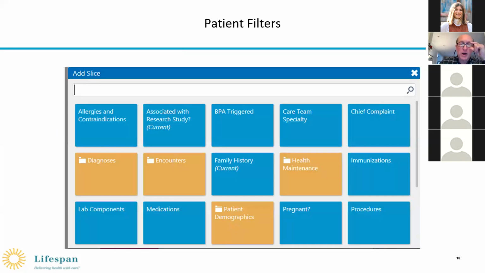So in the patient model, these are the filters. And again, this is a screenshot. It's not all of the filters, but you can see the kinds of grouped items that Epic has put together. And the gold folders have multiple filters beneath them. So those are grouped folders. The blue are their own filters. So whether it's allergies, lab components, patient demographics, chief complaints, what have you, those are different filters.